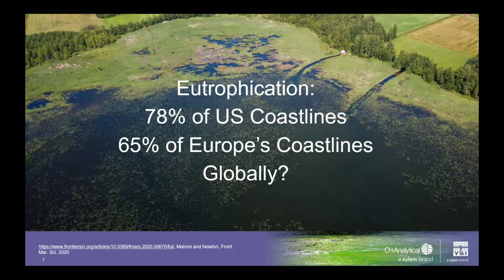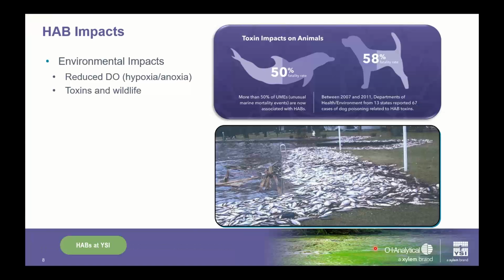But we do know that harmful algal blooms in both our freshwaters as well as in our brackish and even oceans now are experiencing various types of harmful algal blooms. And of course, those have a lot of impacts on the environment. One of the most common and insidious is reduced dissolved oxygen, known as hypoxia or anoxia. This is where we get things like dead zones.